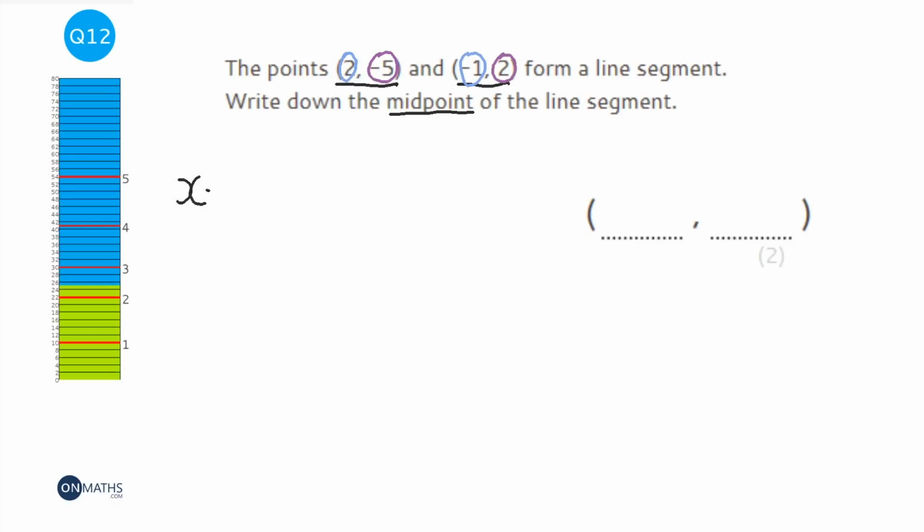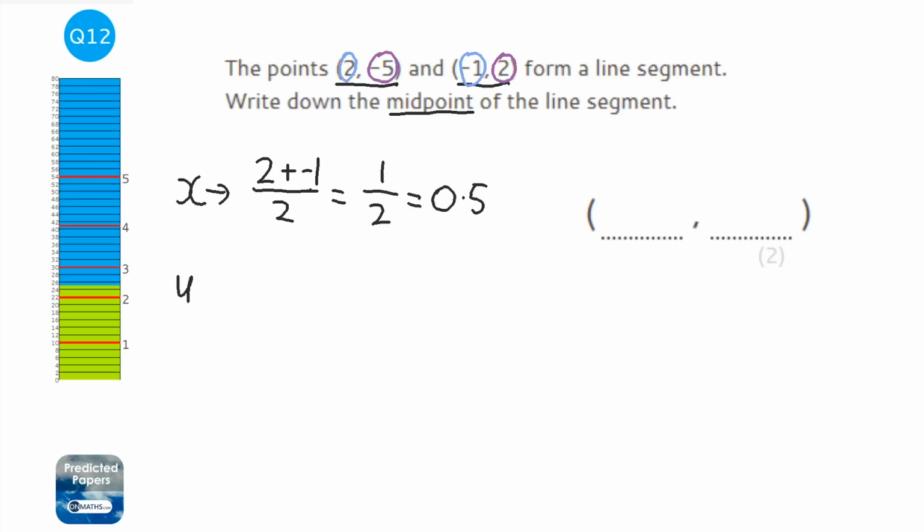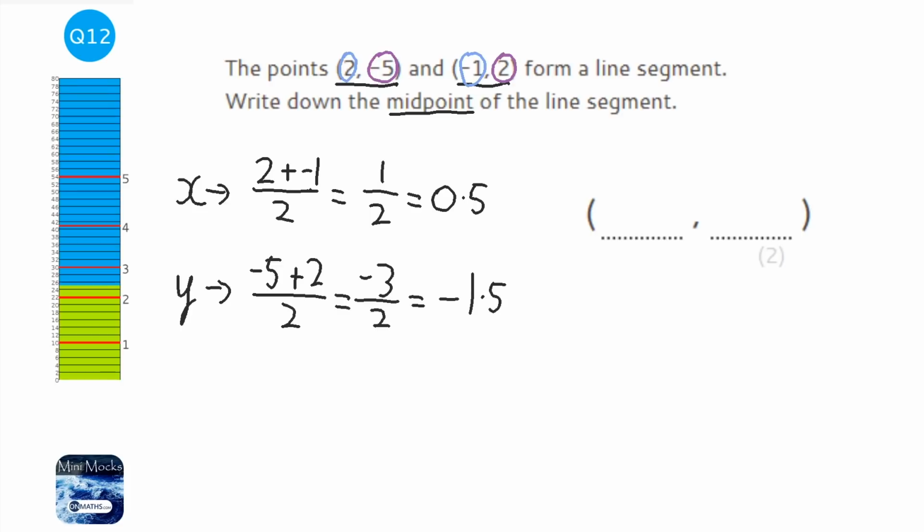So to find an average, we're going to do the x coordinates first. You add together the two x coordinates and divide by 2, because there's two numbers. So 2 plus minus 1, well, 2 take away 1, because the minus will win against the plus. So 2 take away 1 is 1, and divide by 2 is just going to be 0.5, or just a half. The y's, so here we've got minus 5 plus 2 over 2. Minus 5 plus 2 is minus 3 over 2, which is going to be minus 1.5. So the coordinates are 0.5, minus 1.5.